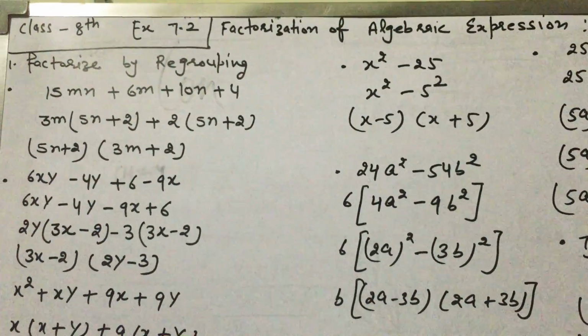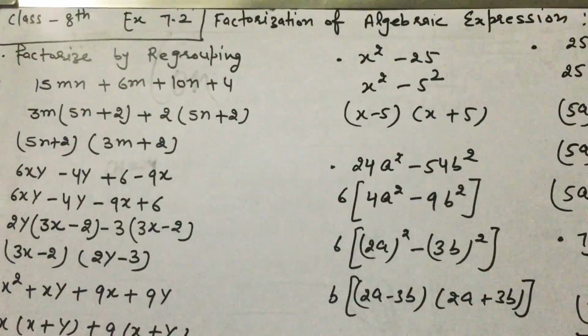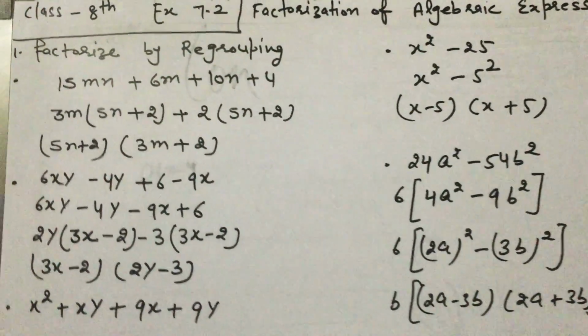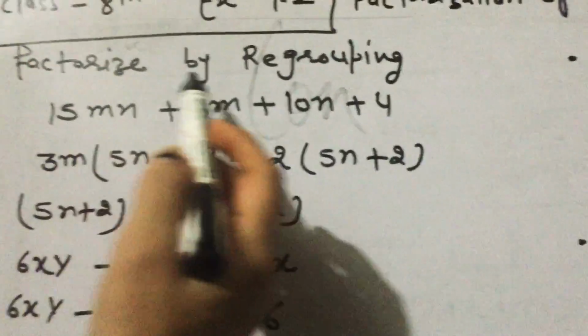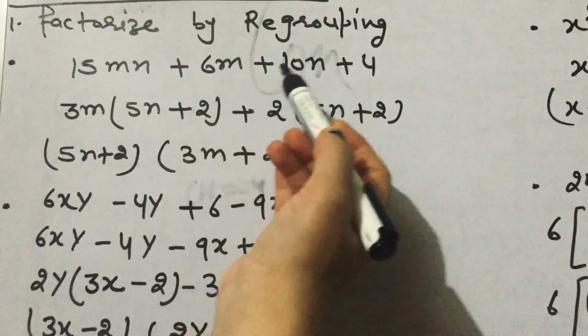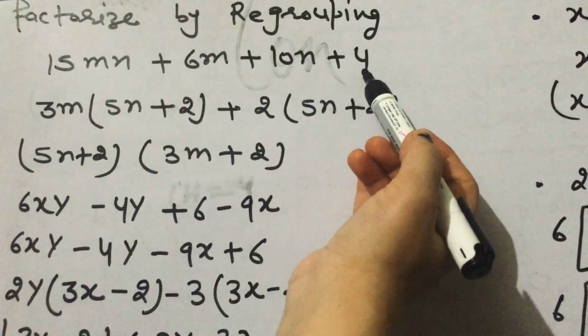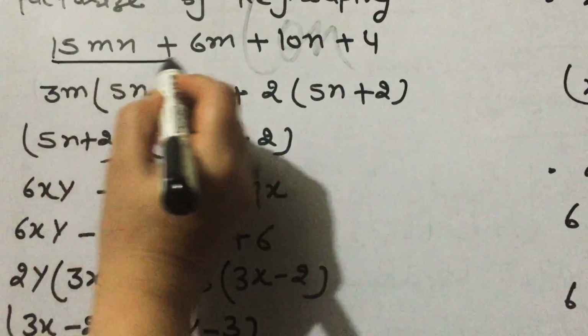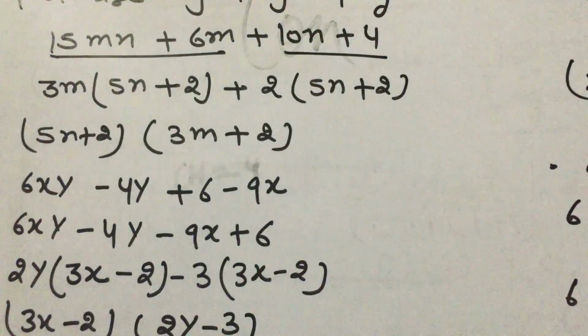Today we will continue the same chapter, chapter 7, factorization of algebraic expression, exercise 7.2. Question number 1, factorize by regrouping. The statement is 15mn plus 6m plus 10n plus 4. We have to regroup and then factorize. These are already in grouping.